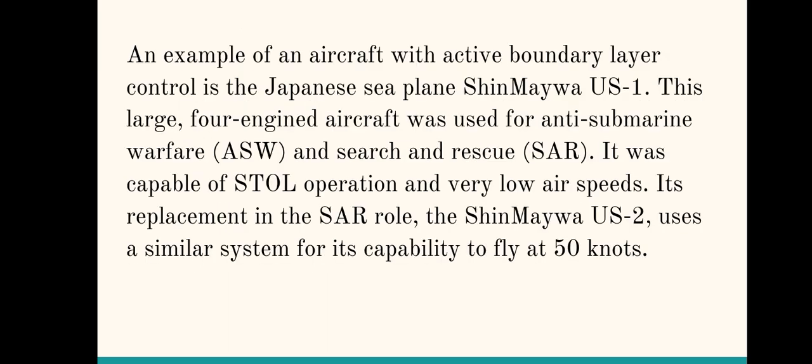An example of an aircraft with active boundary layer control is the Japanese seaplane Shinmaywa US-1. This large four-engined aircraft was used for anti-submarine warfare (ASW) and search and rescue (SAR). It was capable of stall operation and very low air speeds. Its replacement in the SAR role, the Shinmaywa US-2, uses a similar system for its capability to fly at 50 knots.